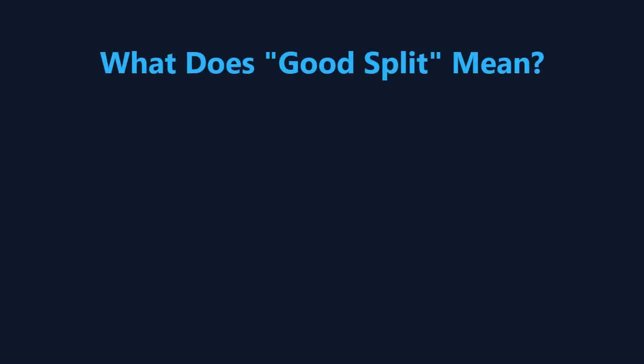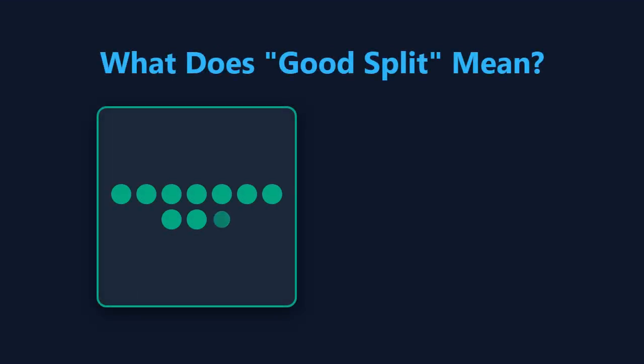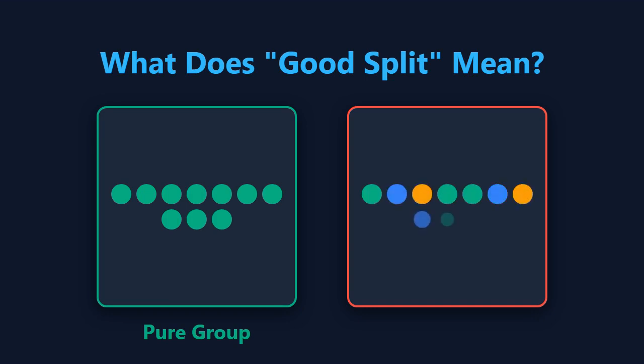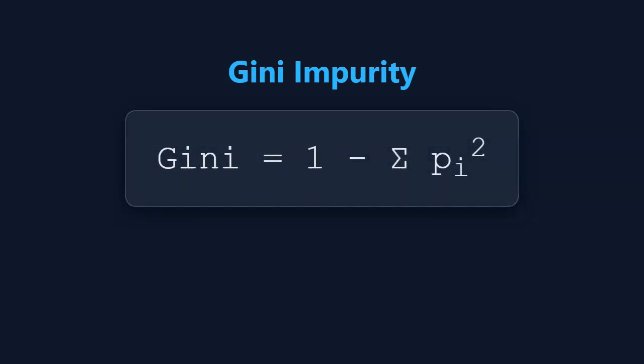Imagine one box contains 10 sparrows. That's a very clean group. But imagine another box contains 4 sparrows, 3 penguins, and 3 eagles. That's a mixed group. A decision tree wants to create groups that are as pure as possible. So we need a way to measure how mixed a group is. This measurement is called impurity. One of the most commonly used measures is called Gini impurity.